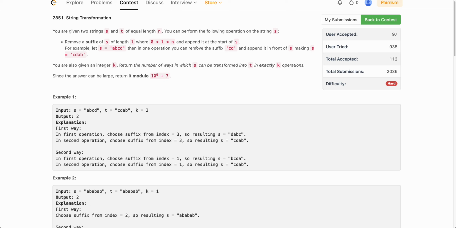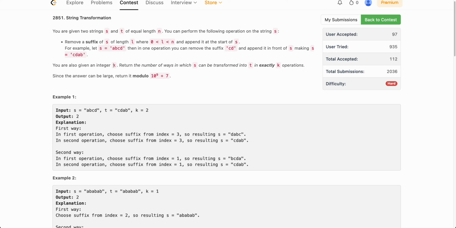The problem states that you are given two strings s and t of equal length n, and you have to perform the following operation on string s. The operation is you will remove a suffix of s of any length l from 0 to n and append it to the start of s. So for example, if s is a, b, c, d, in one operation you will remove the suffix cd and you can append it to the front. So the resultant string would become cdab.